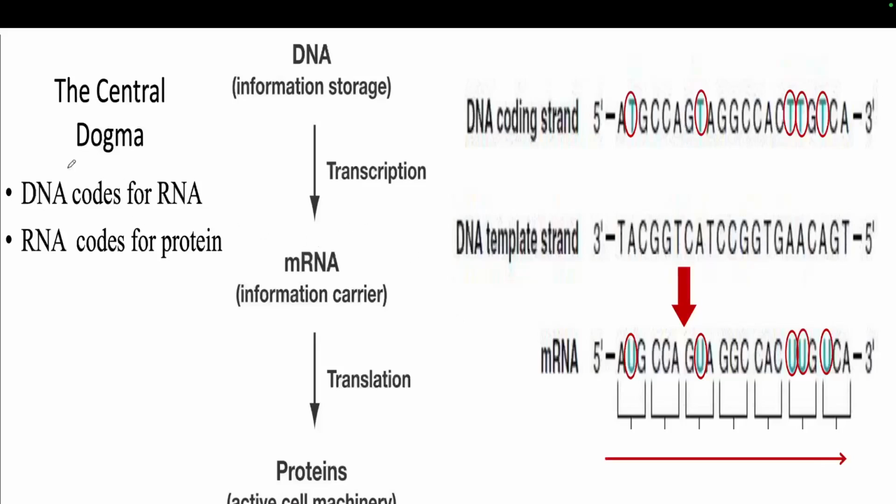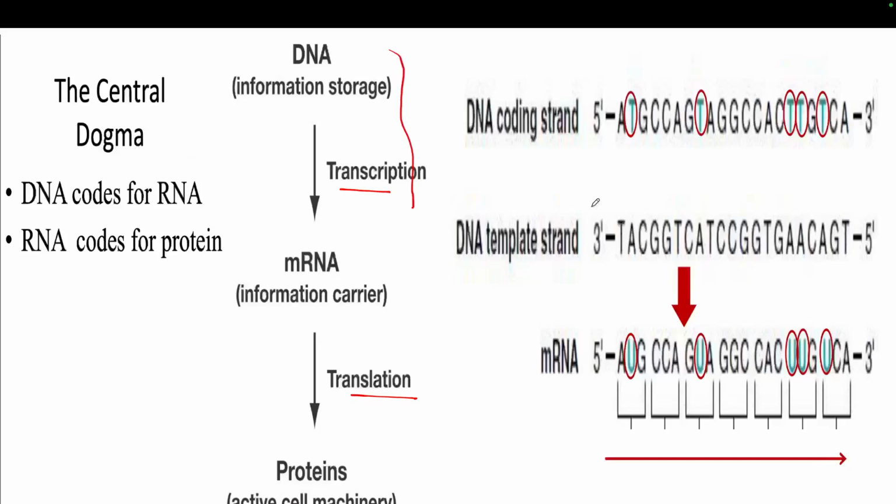When DNA codes for RNA, this procedure is called transcription. When this RNA is converted into the protein, this process is called translation. And this complete flowchart from DNA to protein is called the central dogma.